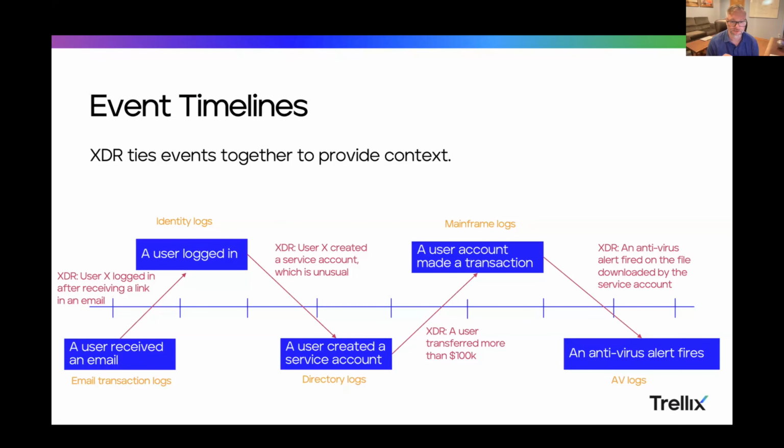But the story goes that user X logged in after receiving a link from an email, and that user created a service account, which is very unusual. That user then transferred $100,000, which is very unusual. And then we get an antivirus hit on the endpoint. So you may be realizing that the antivirus hit came after, right?